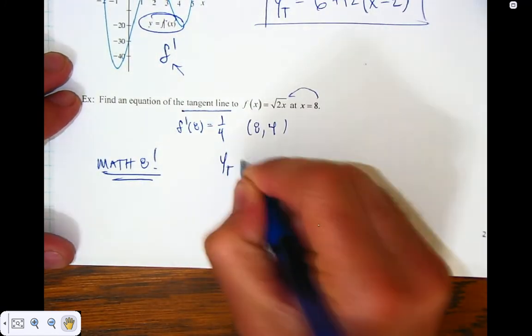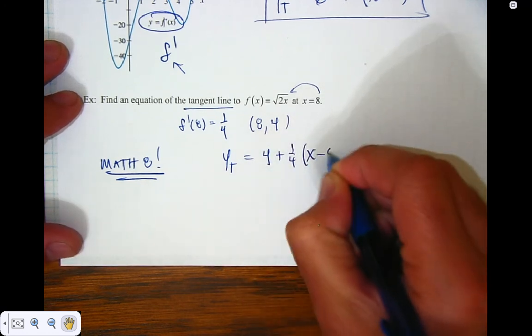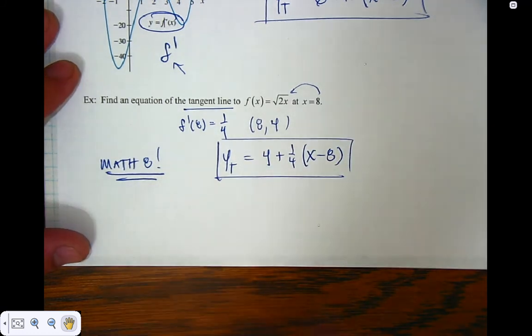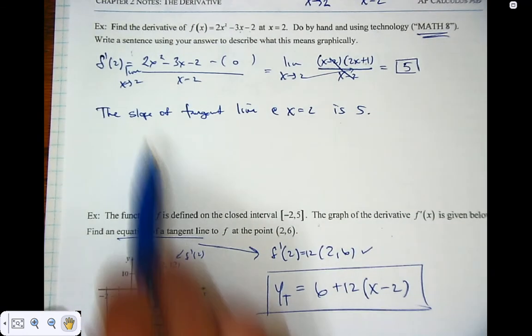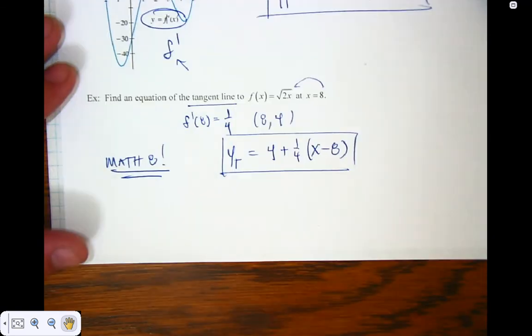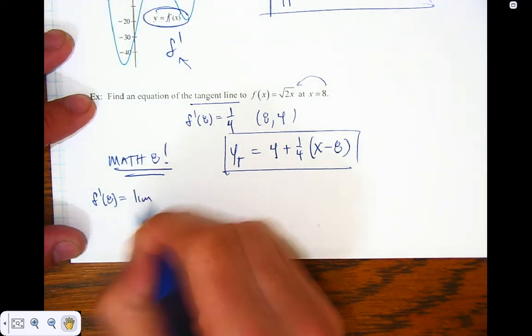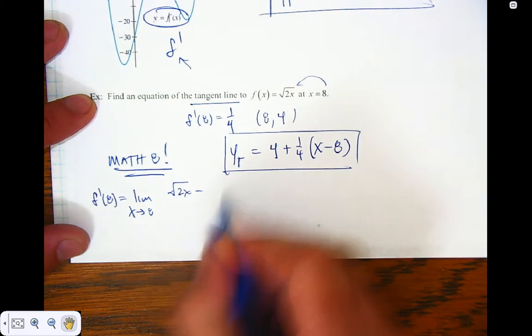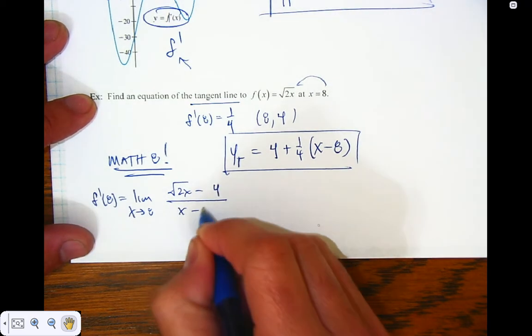Okay, and so our tangent line would be the y value of 4 plus the slope times x minus the x value. Now, I totally cheated, right? I used math 8 to do that. How else could I have done that? You should go up here and do it this way. Make sure you guys know how to do things by hand, because you're going to have to do that throughout the course. And so if you need the derivative at 8, that's going to be the limit as x approaches 8 of f of x, which is the square root of 2x, minus f of 8, which we said was 4, over x minus 8.